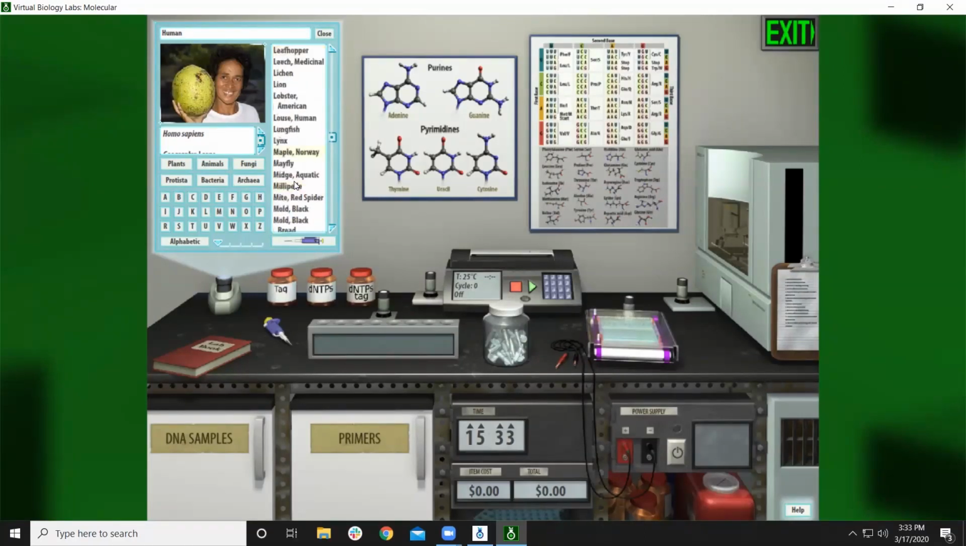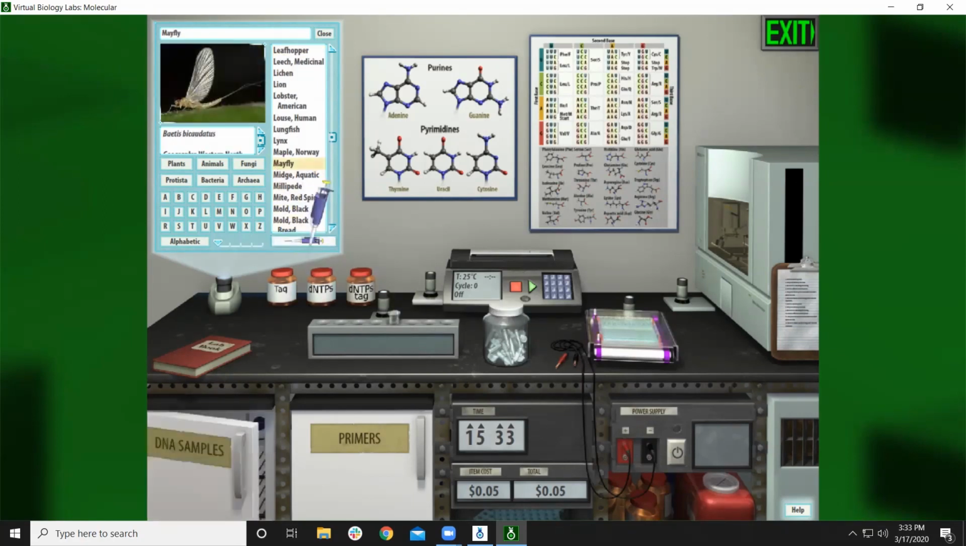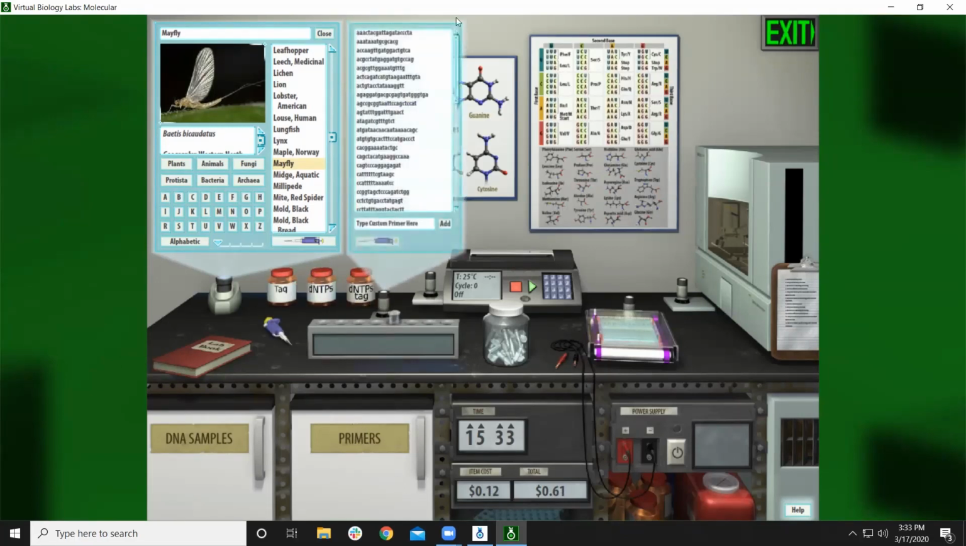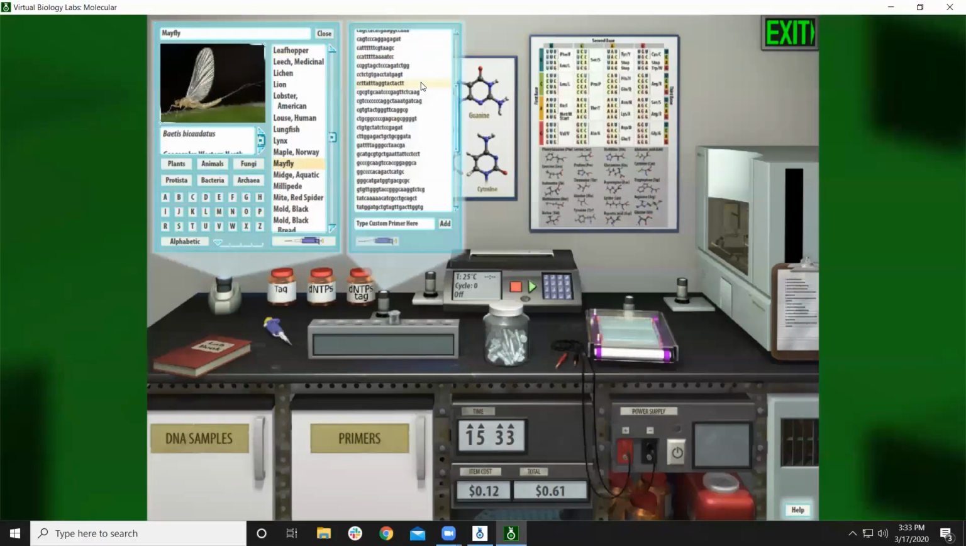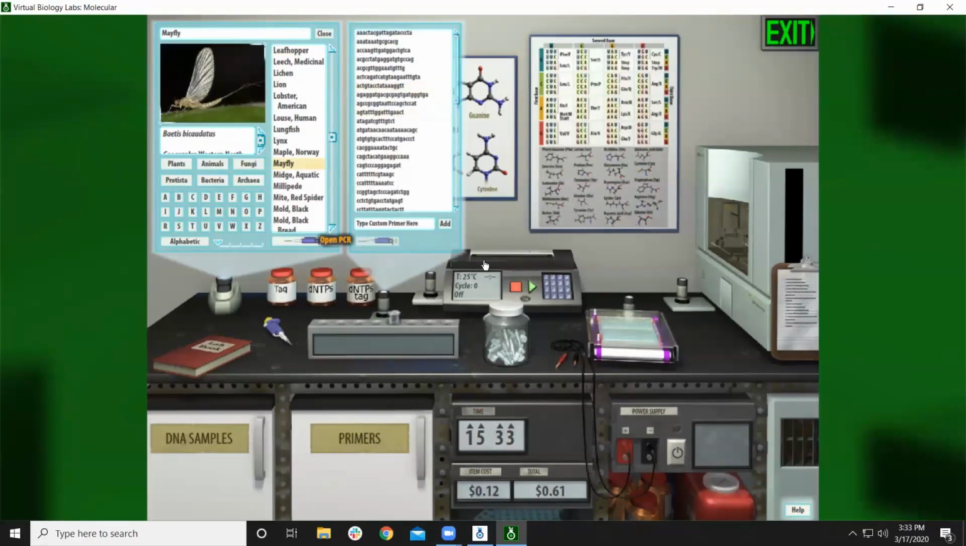And what you can do is take an Eppendorf tube, and then you can pick, like the mayfly, for example, and add DNA to your tube, and then you can add your nucleotides that are tagged. And now you can click on your primer refrigerator and pick your 2 primers so that you can take it to the PCR and amplify some gene that you're trying to isolate.